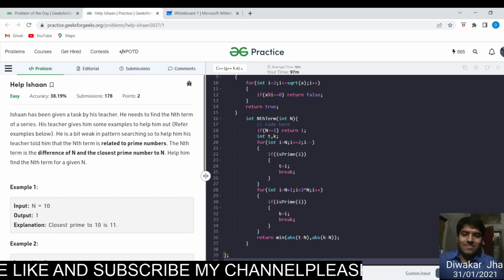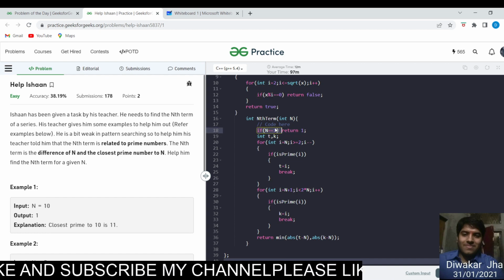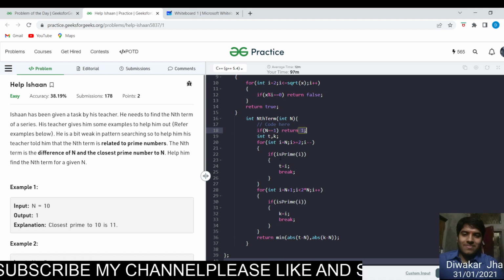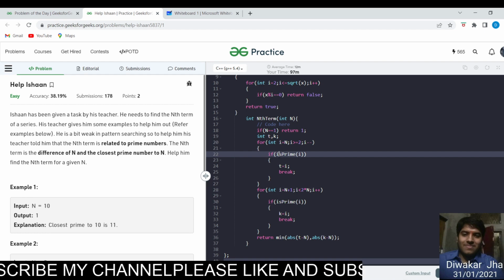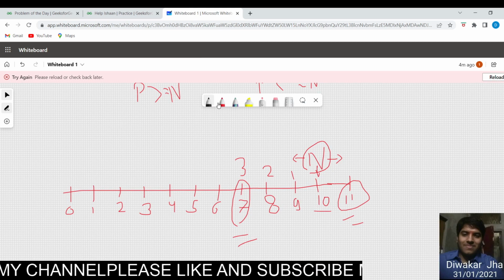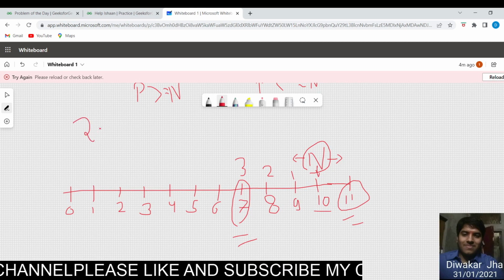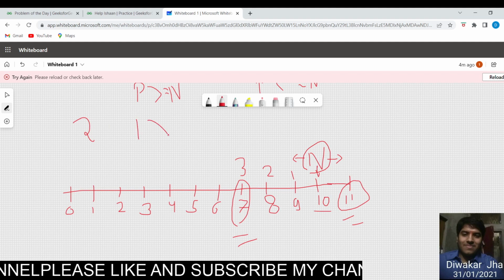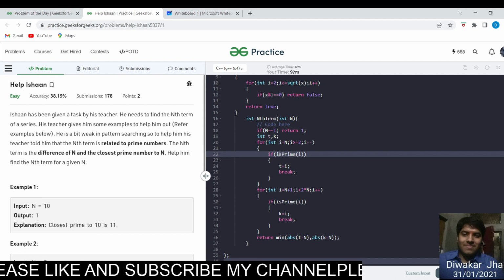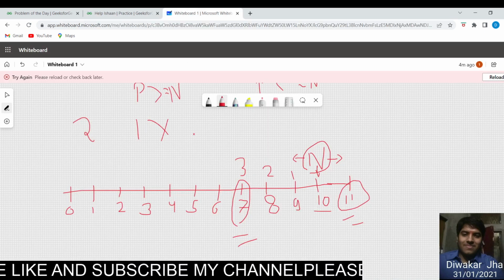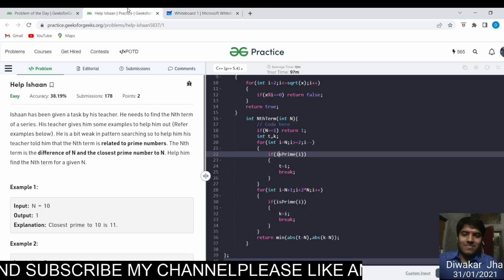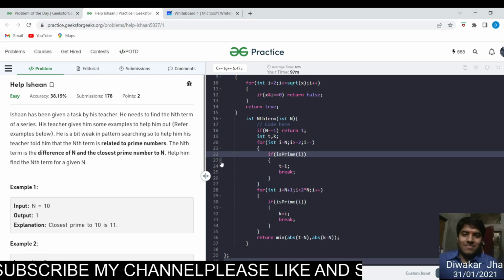Firstly, we will check if n is equal to 1, then we will simply return 1. Because most students think that 2 is the only prime number and 1 is not. But in this example, 1 is considered a prime number. So 1 is a prime number. I hope you all understood very well.